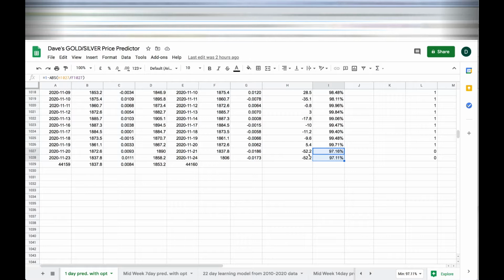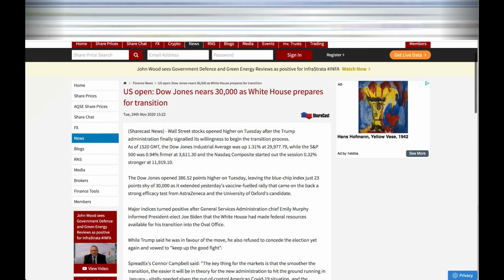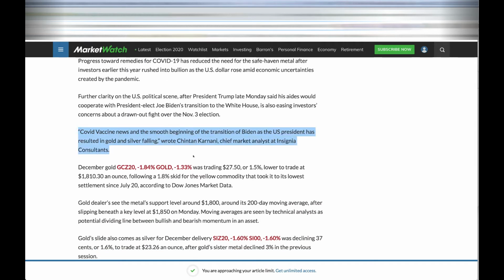First of all, there is the AstraZeneca vaccine, and we see the gold prices tumble. This is not the right news article. Here it is: COVID vaccine news and the beginning of the transition of Biden as the United States president. This is the clear reason why the markets have fallen, especially for gold and silver. Now, people are wondering, why do gold and silver fall relative to this news? Well, because of the corona vaccine news, especially the most recent one from AstraZeneca. You have to understand the difference between this vaccine and the Pfizer vaccine.